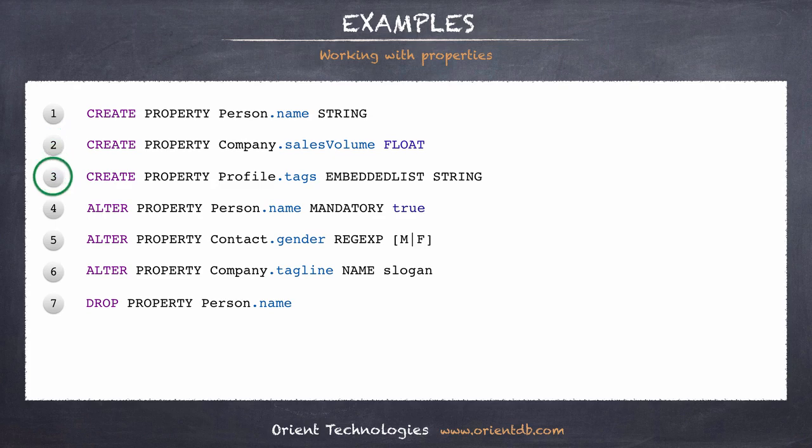3. Create an embedded list property named tags with a list element of type string. 4. Alter the name property in the person class to be mandatory. 5. Alter the contact gender property to conform to a regex expression. 6. Alter the company tagline property to be named slogan. 7. Removes the property from the class.